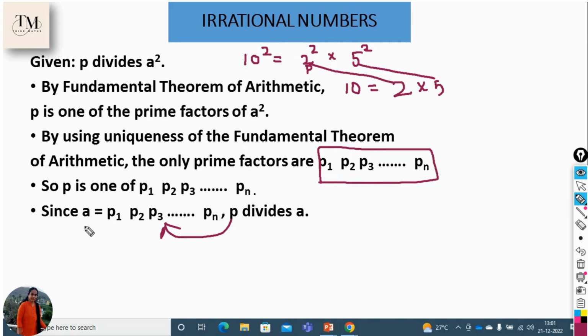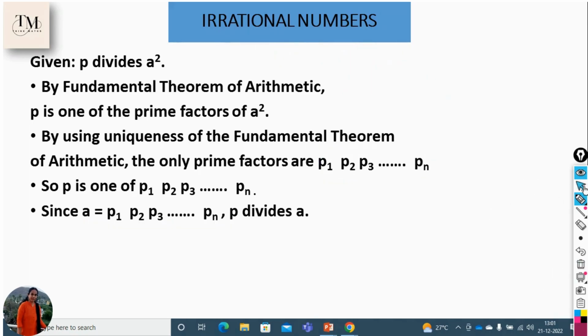Pn. So we define A as P1 to Pn. Then we can say that the same prime factor which appeared in A square appears in A. So we can say that P divides A. Okay children, let me go to the next theorem.